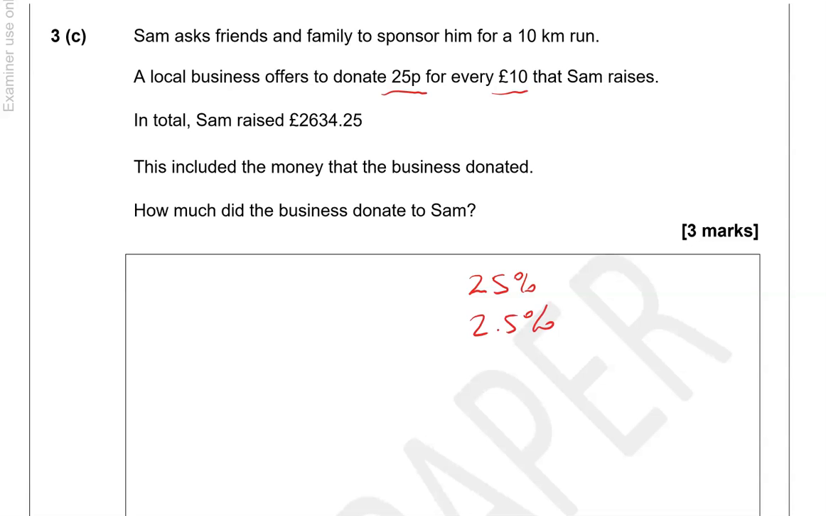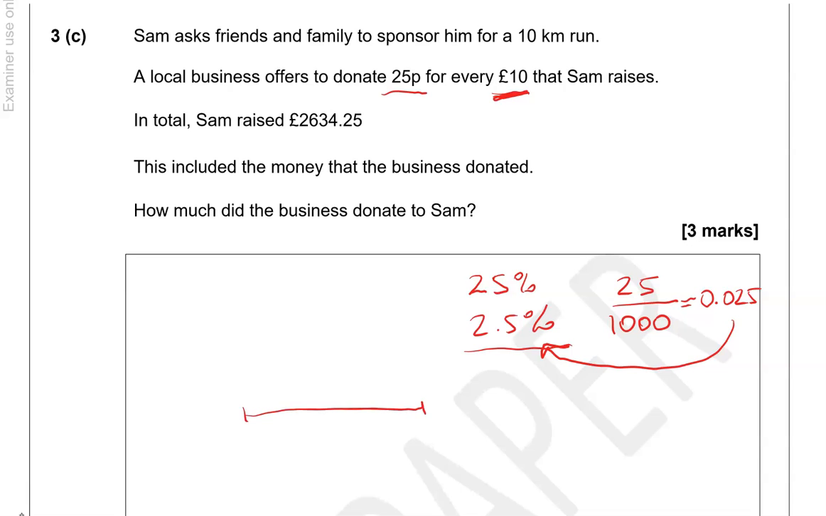How can we also work it out? We can do 25 pence out of how many pence are there in £10? In a pound there are 100, so in £10 it's going to be 1,000. So 25 divided by 1,000 is going to give us 0.025, which is 2.5%. So the £2,634.25 includes this 2.5% increase.